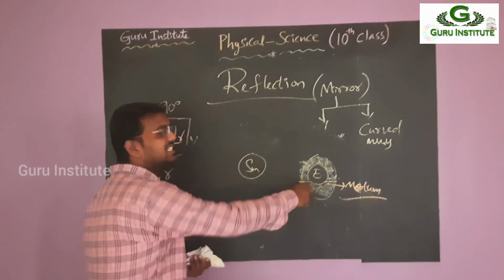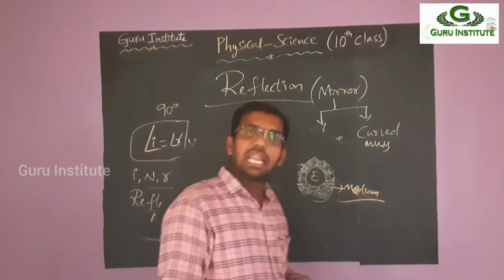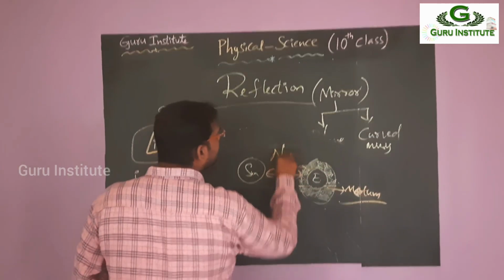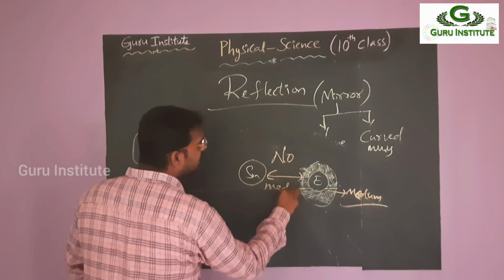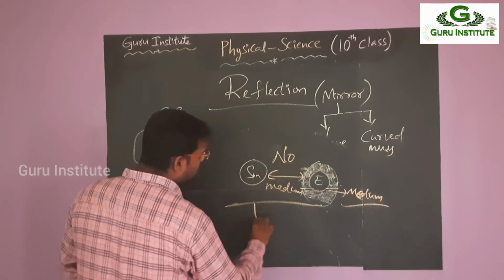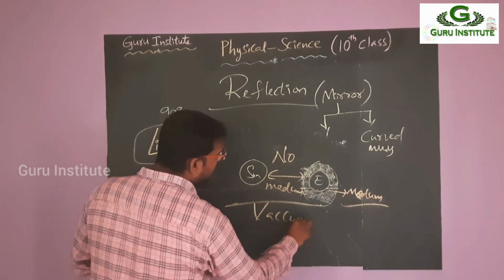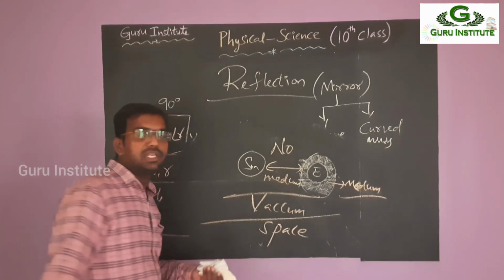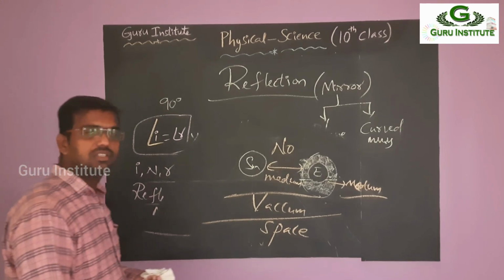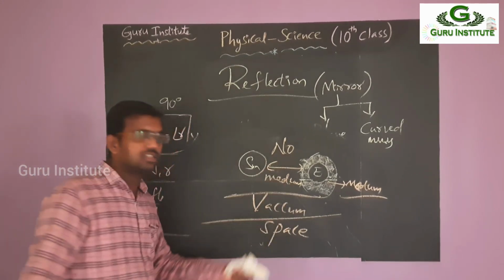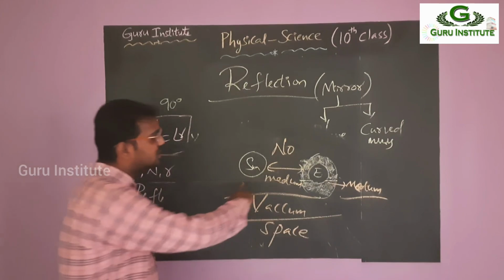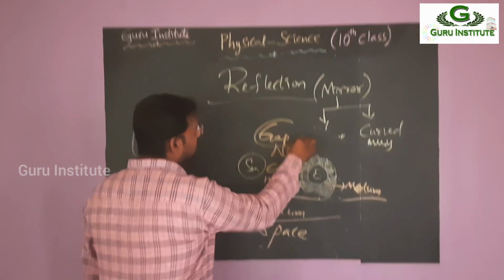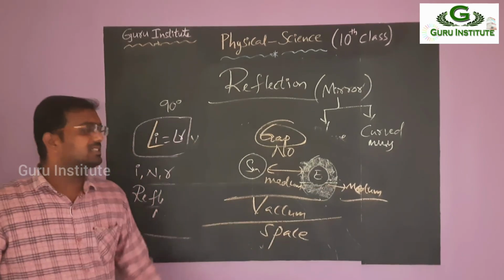Medium. Then coming to in between sun and earth, is anything present? Nothing is present. So this gap is called no medium, or it has another name, vacuum, or another name, space. We talk about space scientists, that means astronauts. They are working in this space. So that's why they are called space scientists. So this gap is called no medium, or vacuum or space. That means medium is not present.